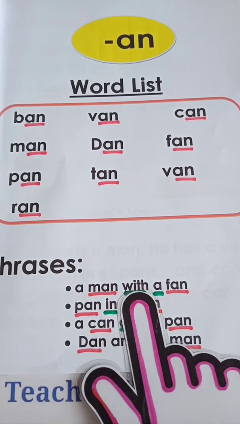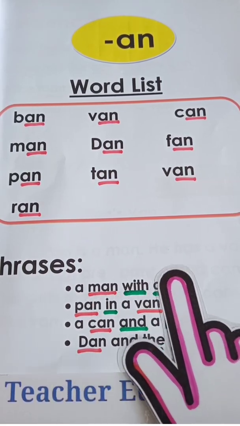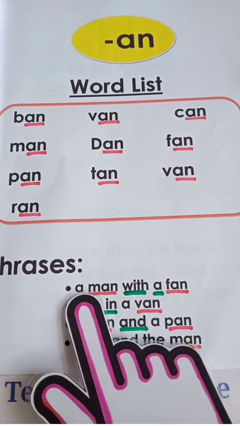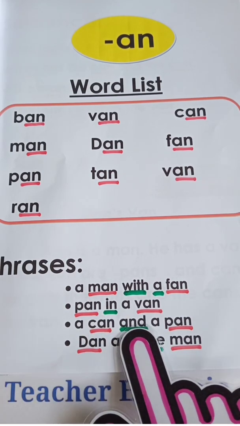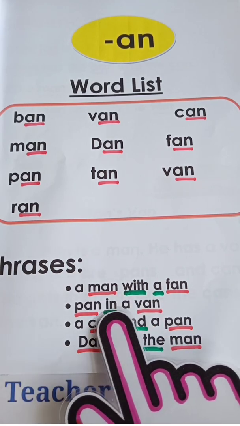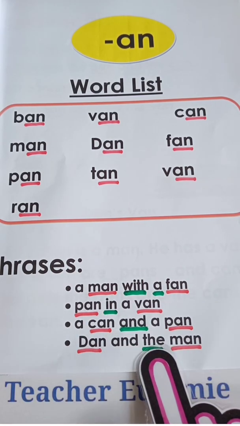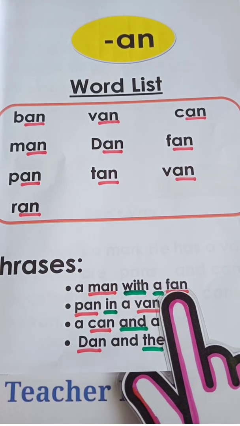A man with a fan. So we have here sight words. Let's read the sight words first. A, with, in, and. The. Okay, a man with a fan.